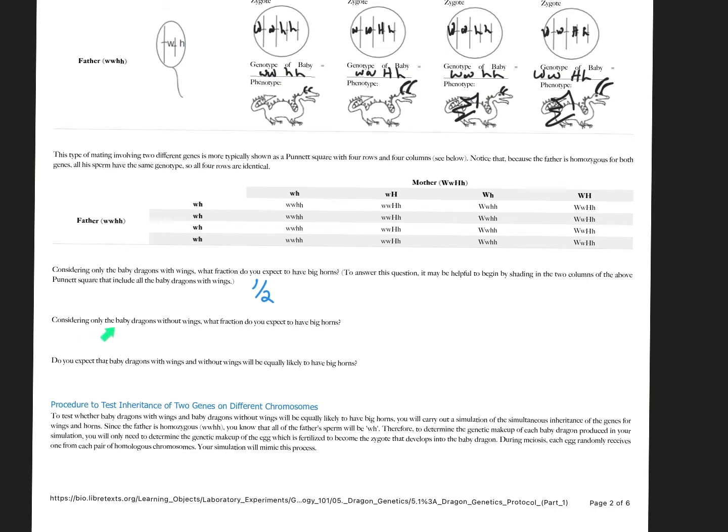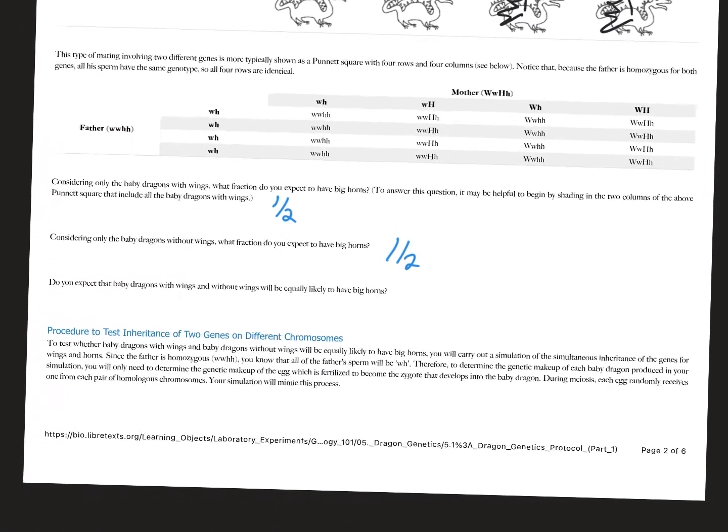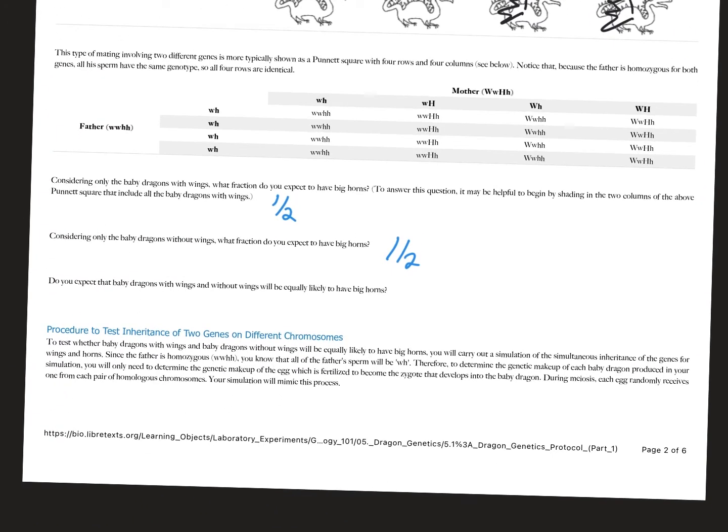All right, considering only the baby dragons without wings, what fraction do you expect to have big horns? 1/2, exactly. And next, do you expect that baby dragons with wings and without wings will be equally likely to have big horns? Yes.